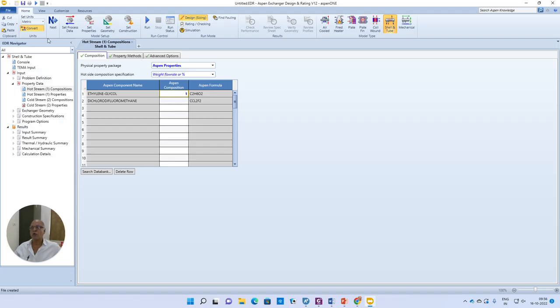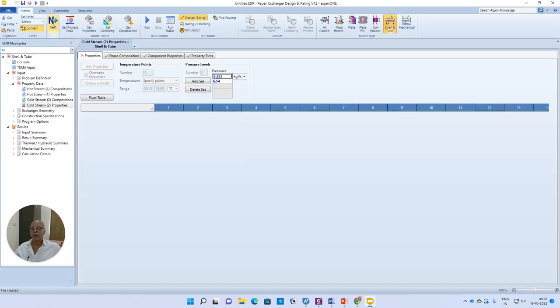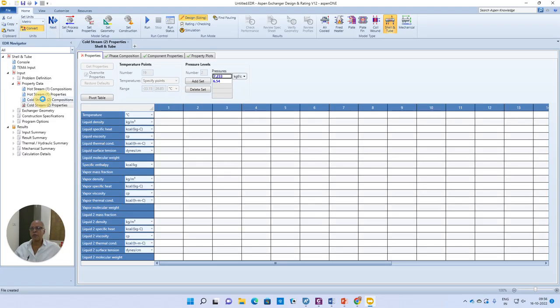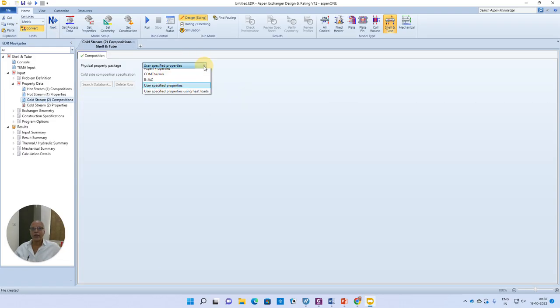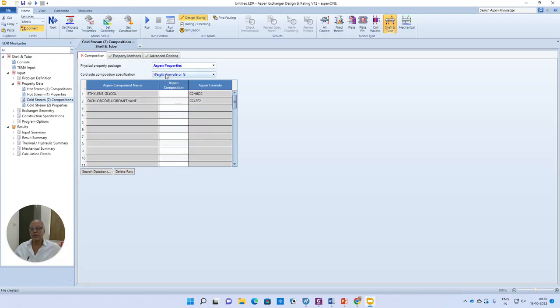So similarly, go to the next. Now we need to talk about the cold stream compositions. Again, we are using Aspen properties. Already the components are defined and the cold stream is now pure freon. So now you can see all the required input. There are no more red dots available. So all the required input for designing this problem is complete.